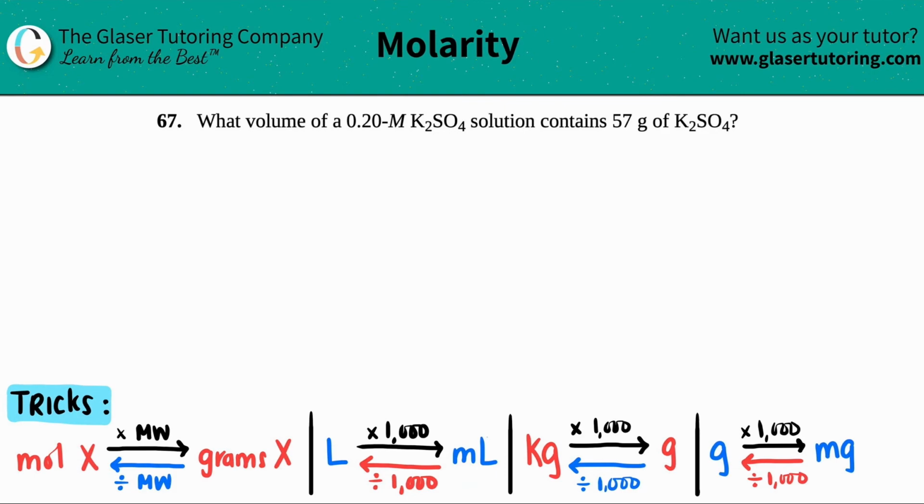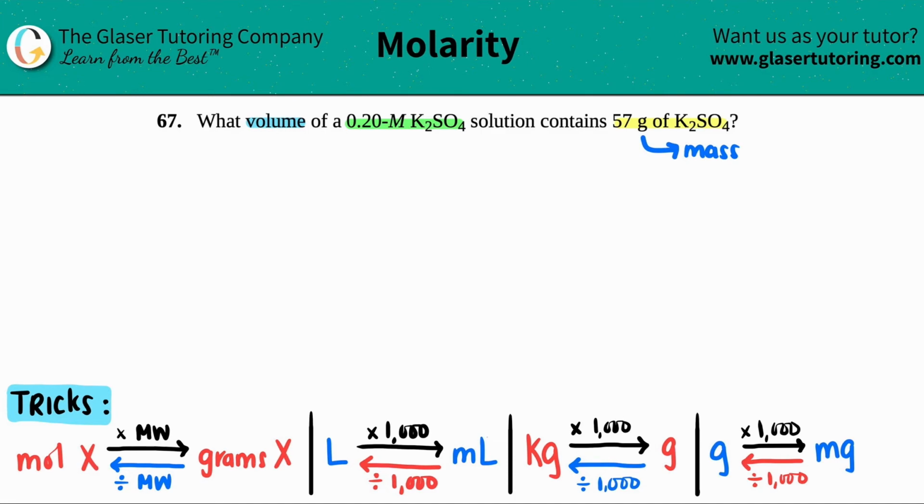Number 67: what volume of a 0.20 molar potassium sulfate solution, K2SO4, contains 57 grams of potassium sulfate? So they're asking for the volume here. They gave us a molarity and they gave us a quantity, a mass. Gram is a mass value. Now, I'm trying to find out the volume.